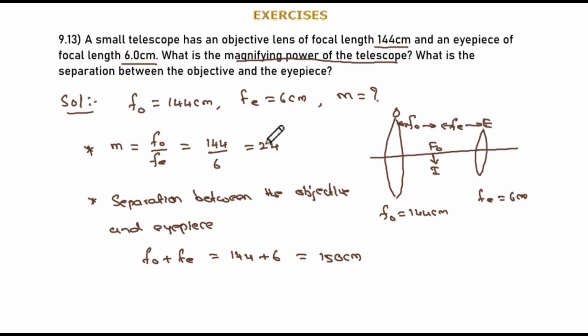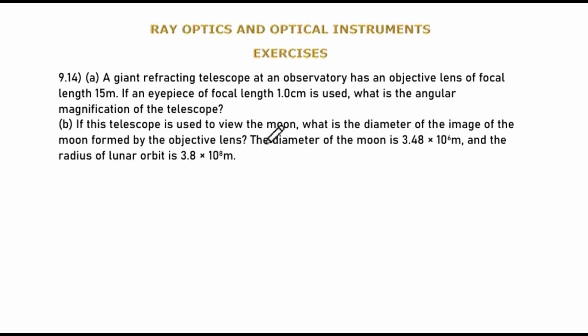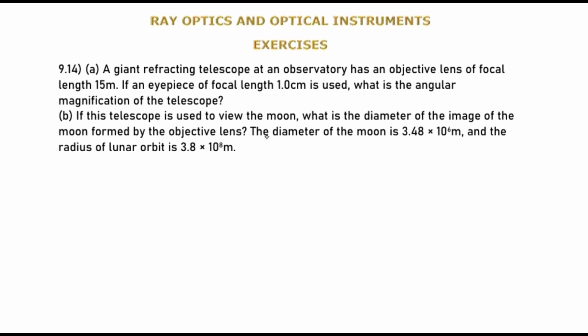Coming to 9.14. A giant refracting telescope at an observatory has an objective lens of focal length 15 meter. So the given value, objective focal length, is 15 meter. If an eyepiece of focal length 1 centimeter, what is the angular magnification?